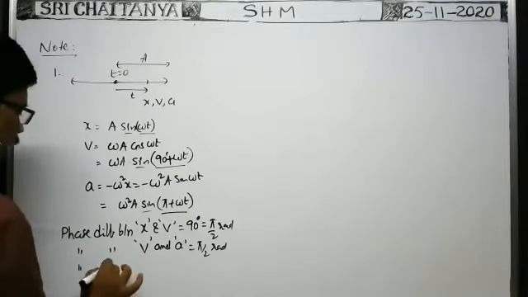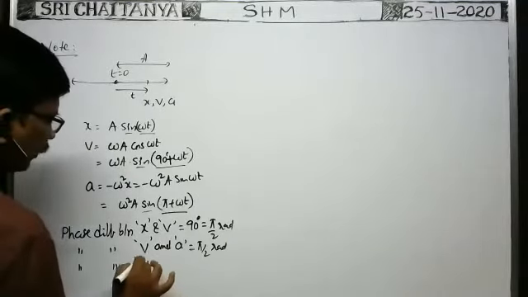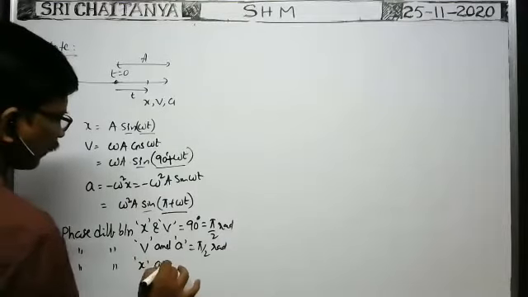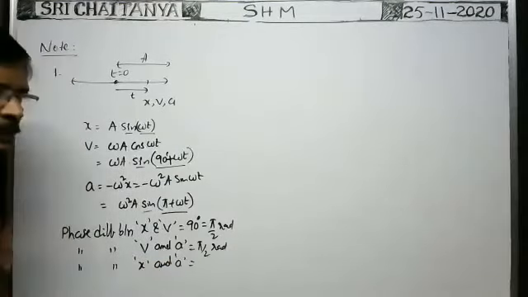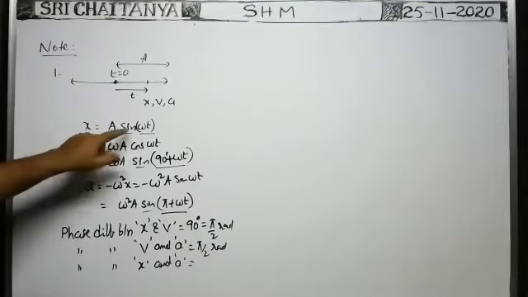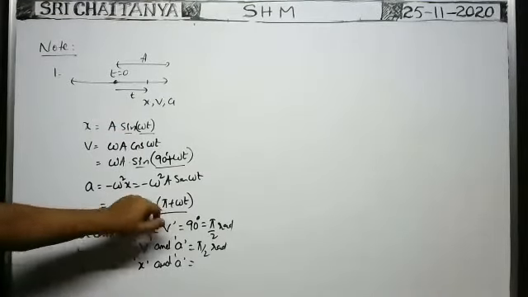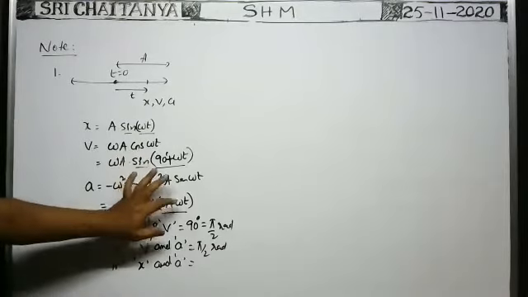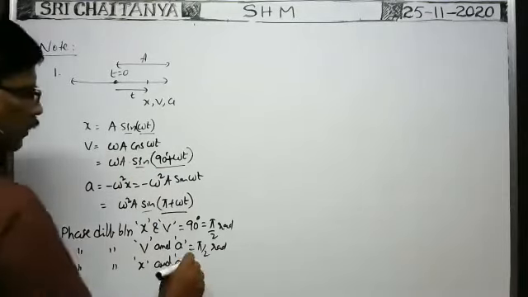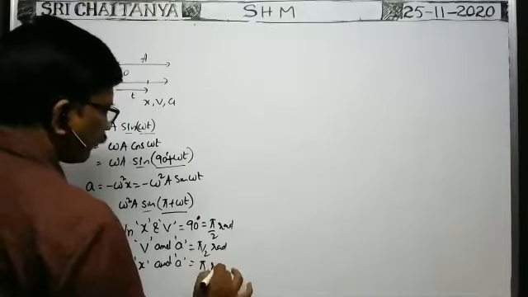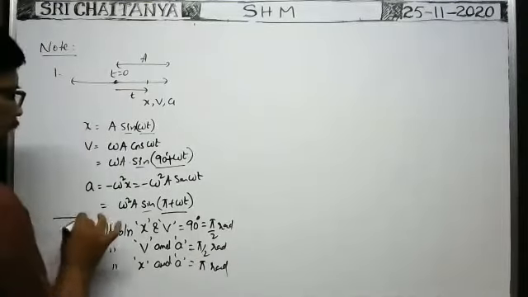Phase difference between x and a. So the phase difference between displacement and acceleration. Here it is sine omega t. Here it is pi plus omega t. This is the greater phase angle. So this minus this, pi plus omega t minus omega t means pi radians. So these points are also very, very important.